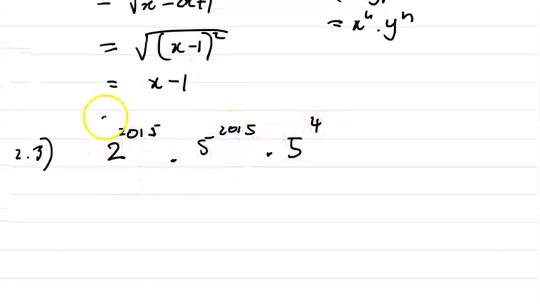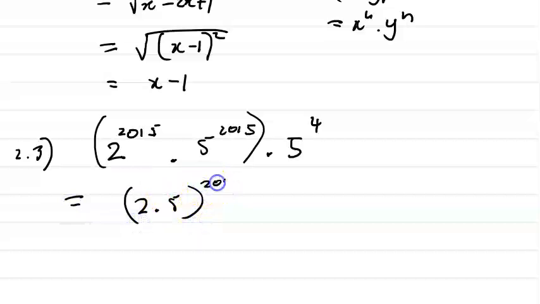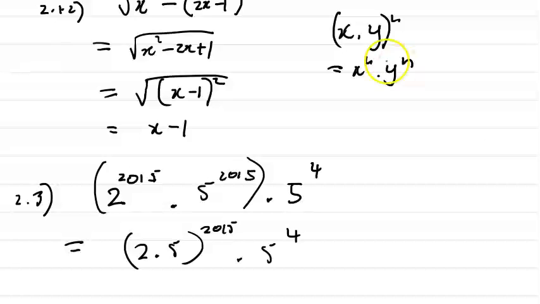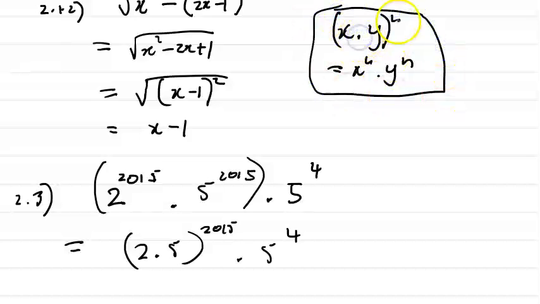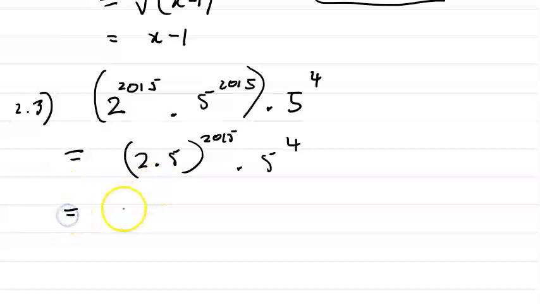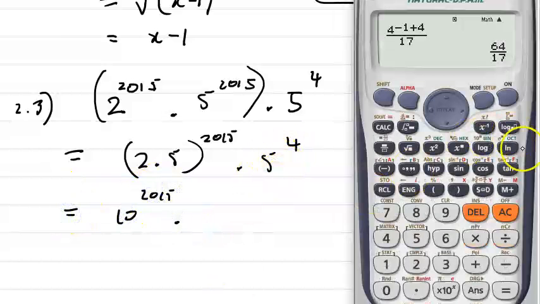So what can you do now? See these two? You can group them. So what you'll have over here is 2 times 5 to the 2015, that law that I was talking about now. And you've got 5 to the 4 there, right? So basically using the same rule over here, which is x times y to the power n is x to the n times y to the n. So here what do you have now? You've got 2 times 5, which is 10, to the 2015, times 5 to the power 4. You can put that in a calculator if you don't know it. So 5 to the power 4 equals 625.